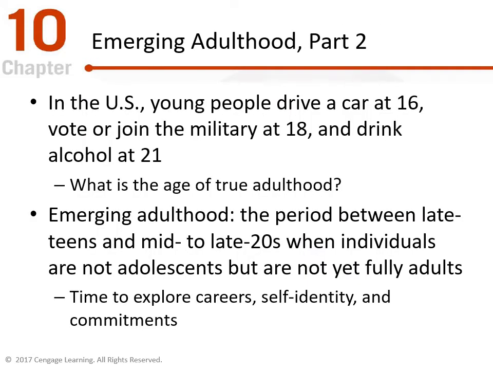In the United States, young people drive a car at 16, vote or join the military at 18, and drink alcohol at 21. So what is the age of true adulthood? What roles would you define as being an adult? Your textbook defines emerging adulthood as the period between the late teens and mid to late 20s when individuals are not adolescents, but are not yet fully adults. A lot of times this is the time you're in college, exploring a lot of different ideas. You don't have your career path or job path set. That's the emerging adult. It's the time to explore careers, self-identity, and commitments.